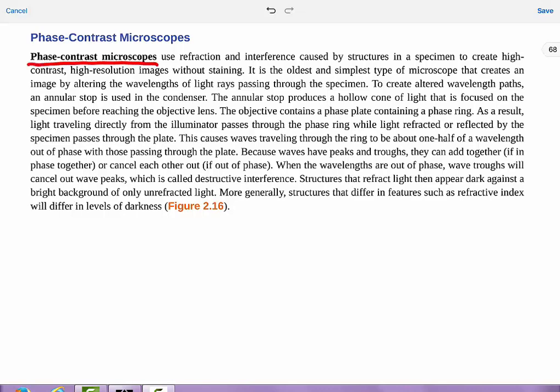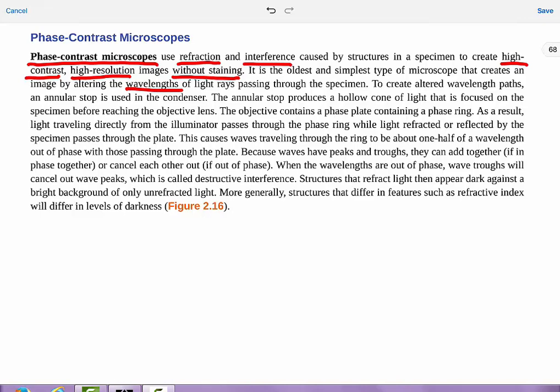A phase contrast microscope uses refraction and interference caused by structures in a specimen to create high contrast, high resolution images, again without staining. It's the oldest and simplest type of microscope that creates an image by altering wavelengths of light rays passing through a specimen.